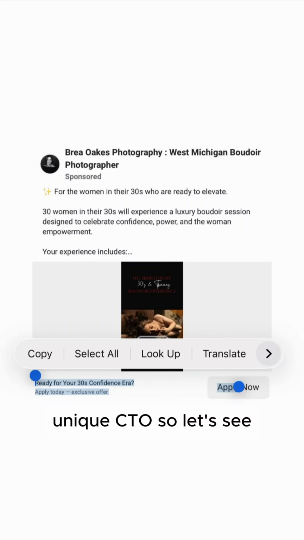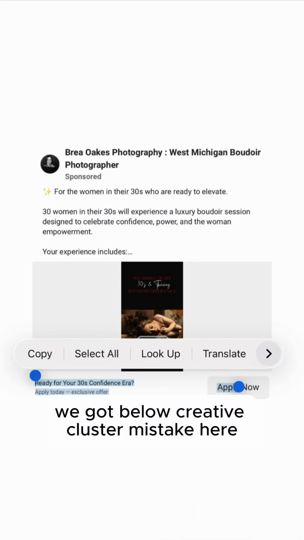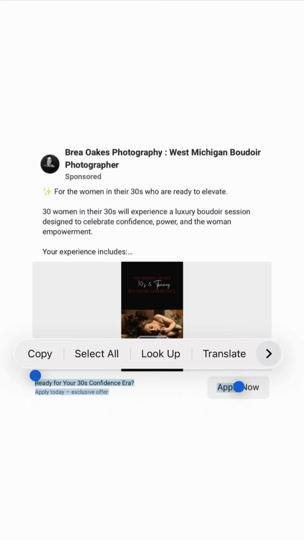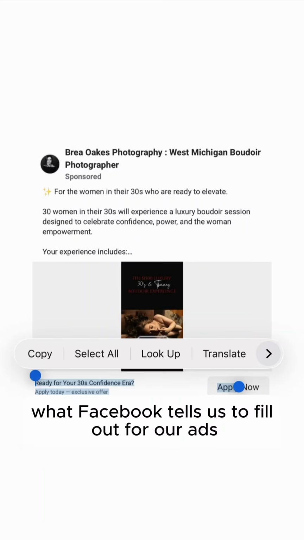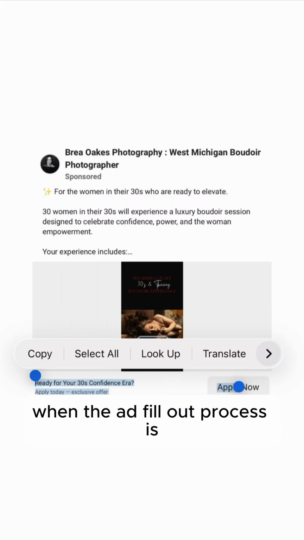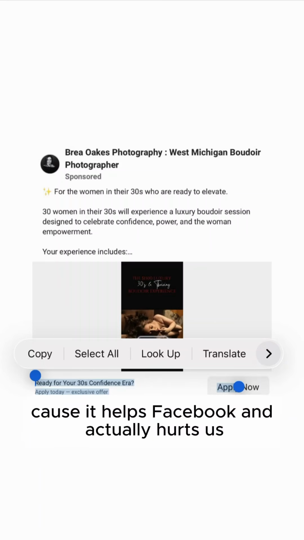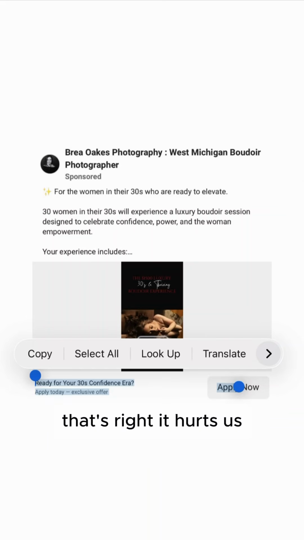So let's see. We got below creative cluster mistake here. The false belief that caused us to make this mistake is that we believe we should trust what Facebook tells us to fill out for our ads when filling out the ad process. And that is 100% incorrect. Facebook recommends those things because it helps Facebook and actually hurts us. That's right, it hurts us.